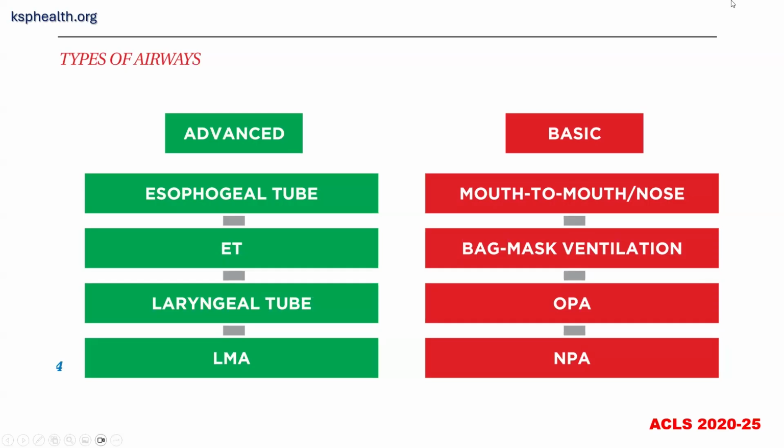Most of the time, we do an endotracheal tube or laryngeal mask airway, LMA. If you have an esophageal tube or laryngeal tube, one can use it as an advanced airway. Most often we end up doing just an endotracheal tube. Not only does it provide an airway, it also protects the airway.